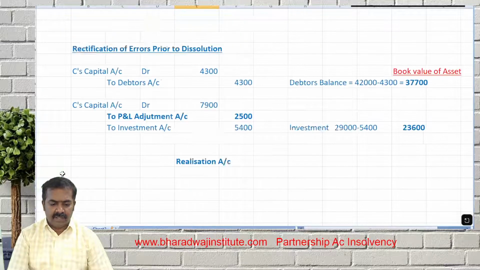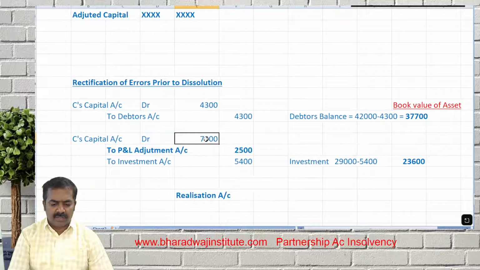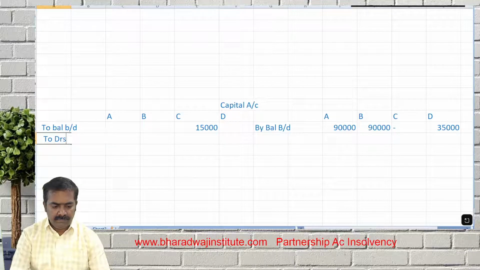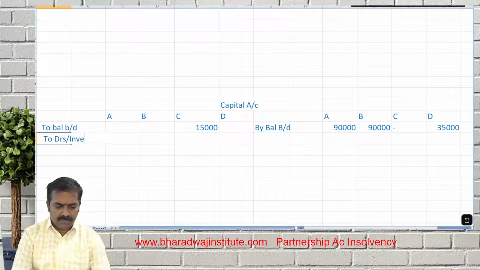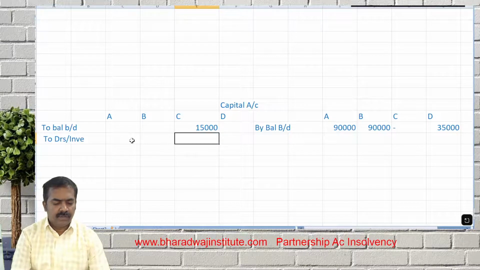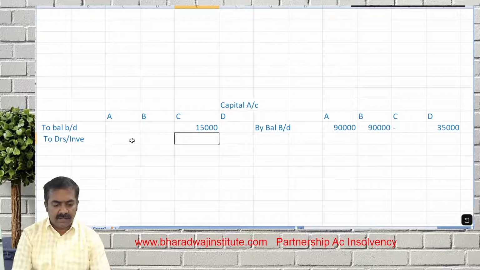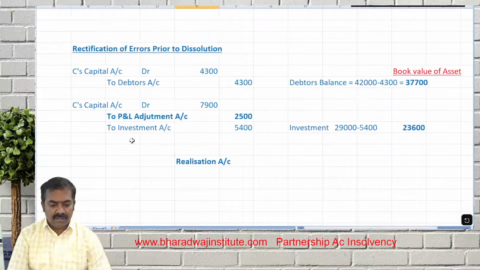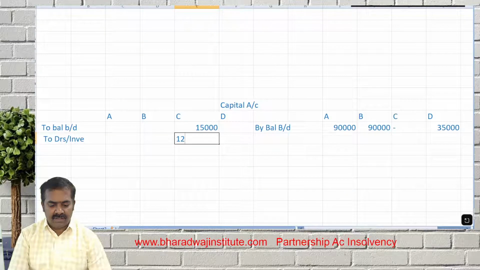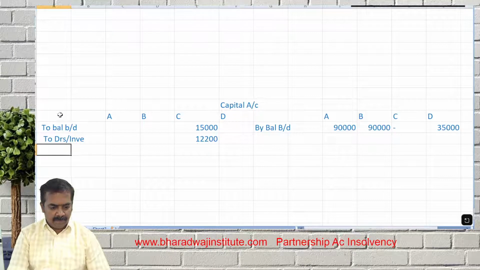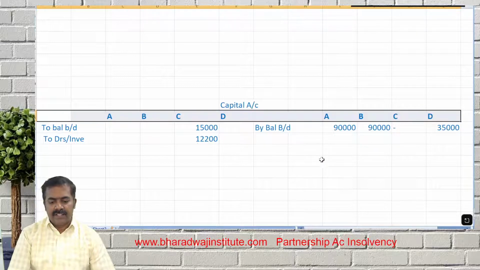Debtors and investment, how much have we debited? 4,700 plus 7,300. How much is the total? 4,300 plus 7,500. How much? Add the two. 12,200. Okay. It is rectified.